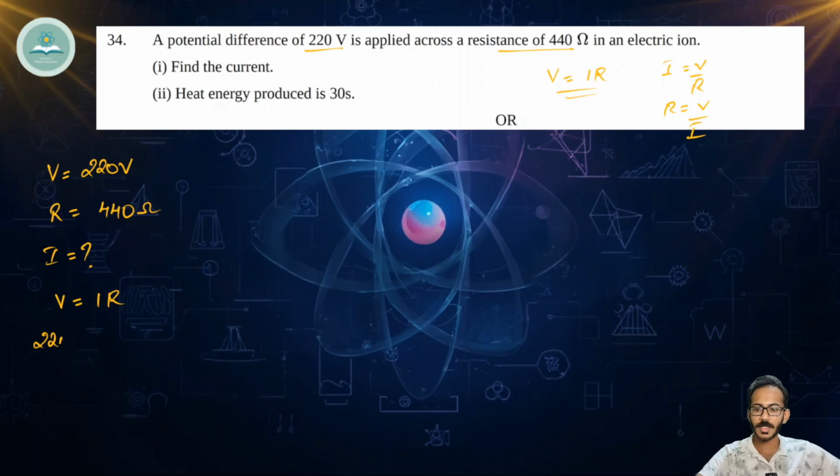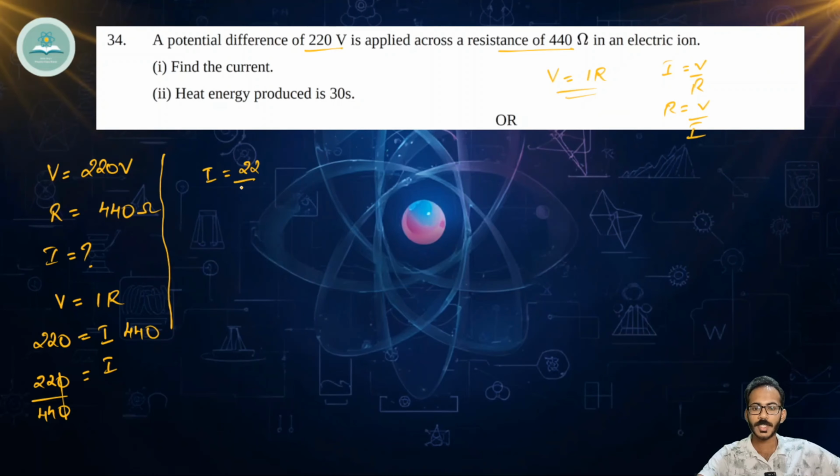V is 220, I is not given, R is 440. I'll keep I here as it is, 220 as it is, and 440 will come here. So 440, the 0 is cancelled. Now I is equal to 22 divided by 44. 11 into 2 is 22, 11 into 4 is 44, so 2 by 4 is the same as 1 by 2, which is equal to 0.5 ampere.